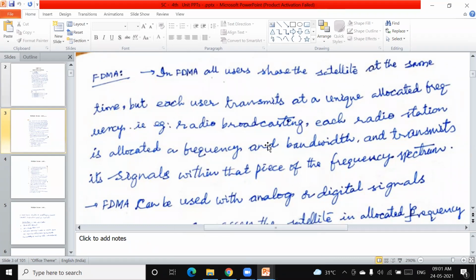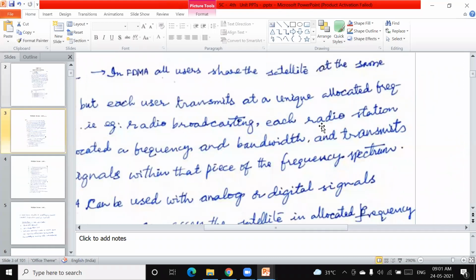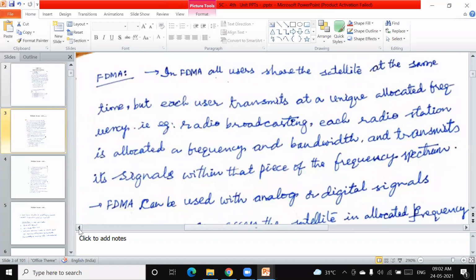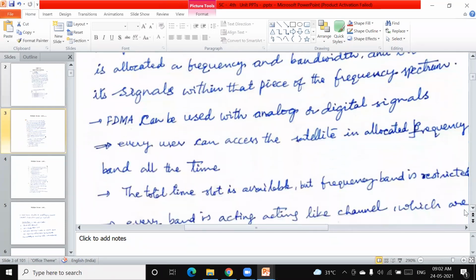So the best example of this is radio broadcasting. Now it is very clear: at any time you can access the communication, but you need to transmit on a particular unique allocated frequency only. The example is radio broadcasting. Each radio station is allocated a frequency and bandwidth and transmits its signals within that piece of frequency spectrum only.